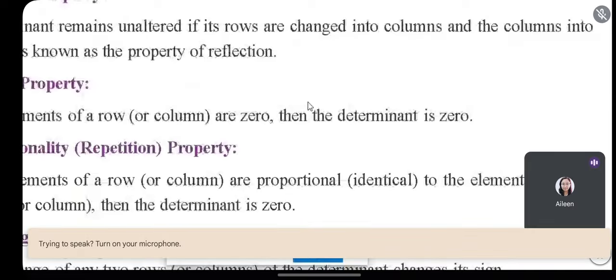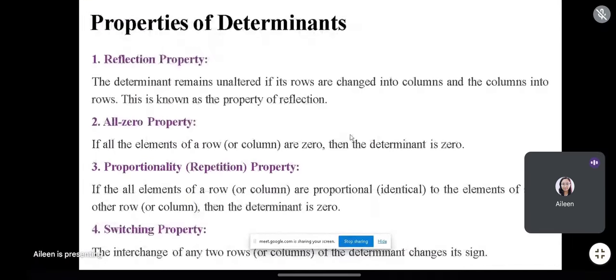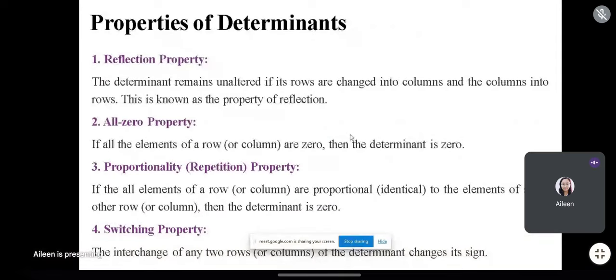Okay, sige. Recall na lang natin. Our properties for determinants, first is the reflection change. Ibig sabihin, the determinant is equal even if the rows and columns are changed or they are transposed. So, if you have a matrix A and you get its transpose, the determinant of A is also equal to the determinant of the transposed matrix.